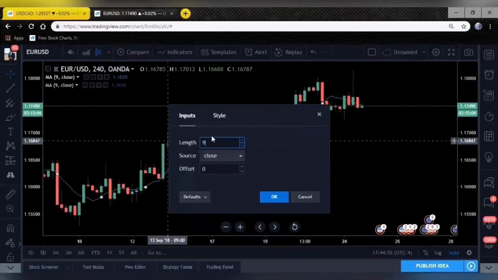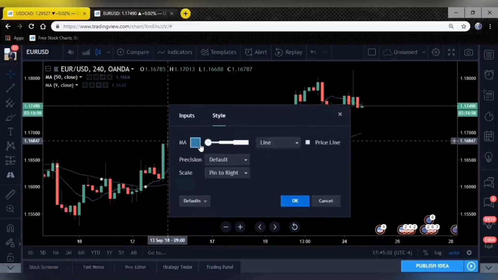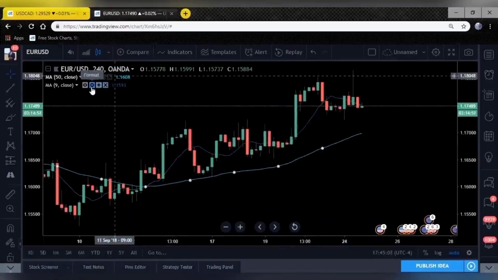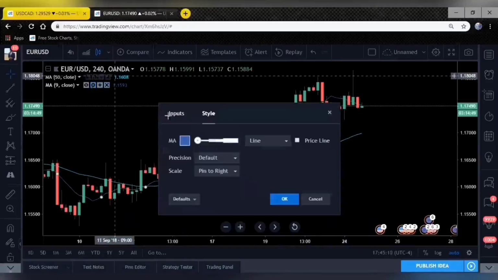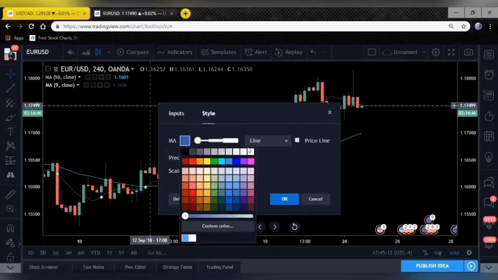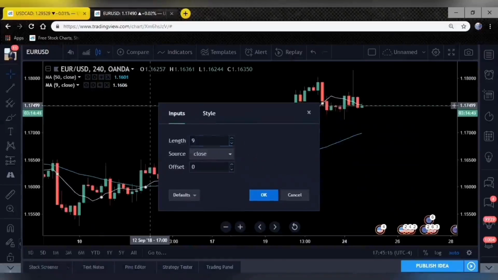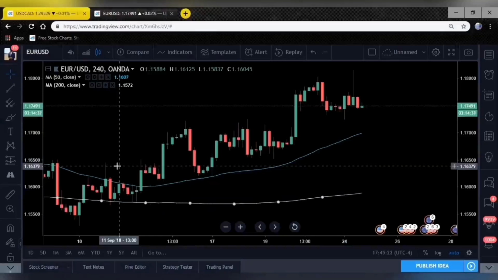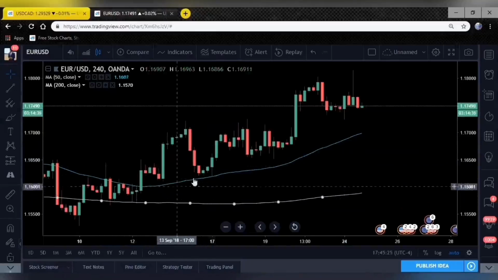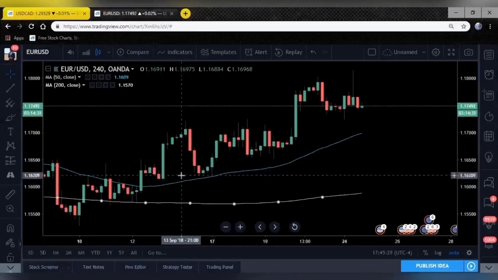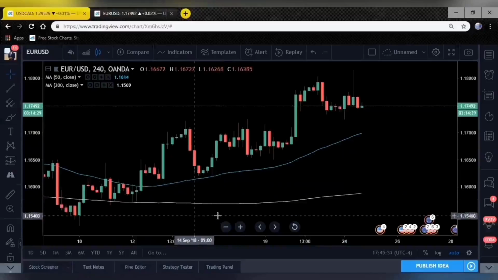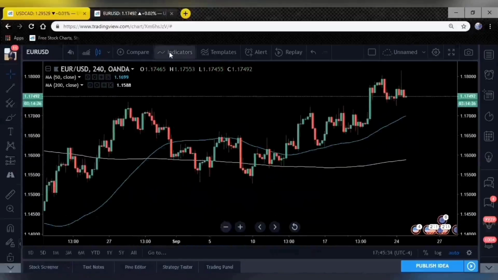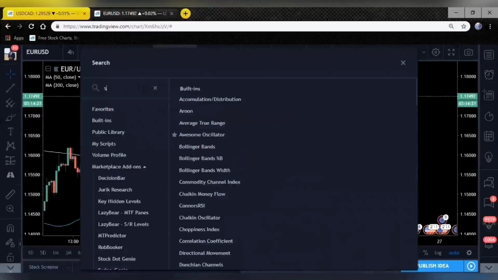For the leading indicator, we are going to change the settings to 50. Change the color to a light blue. For the lagging indicator, we are going to change the settings to 200 and color it white. The leading indicator comes first, which is the moving average 50, and the lagging indicator comes second, which is the moving average 200. We are also going to add the stochastic right in there.